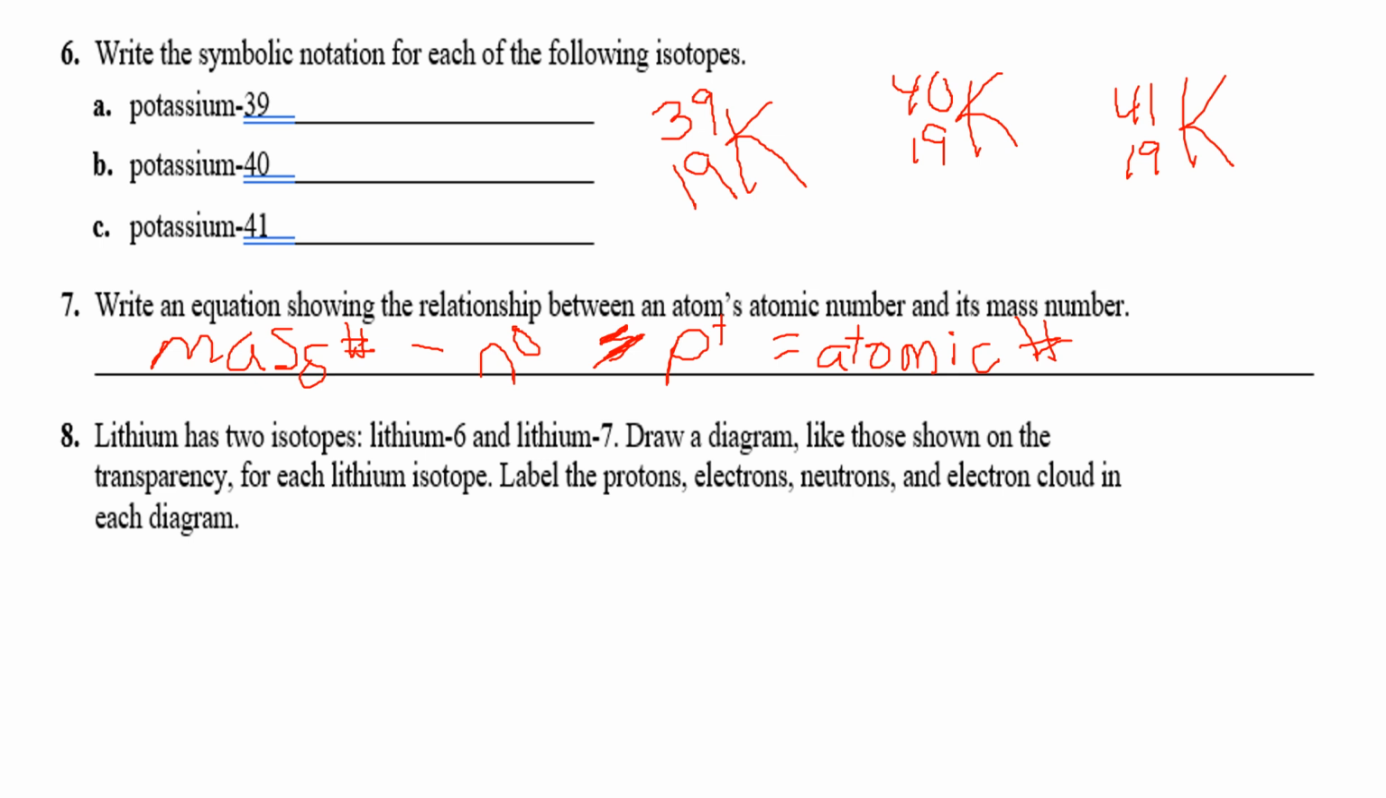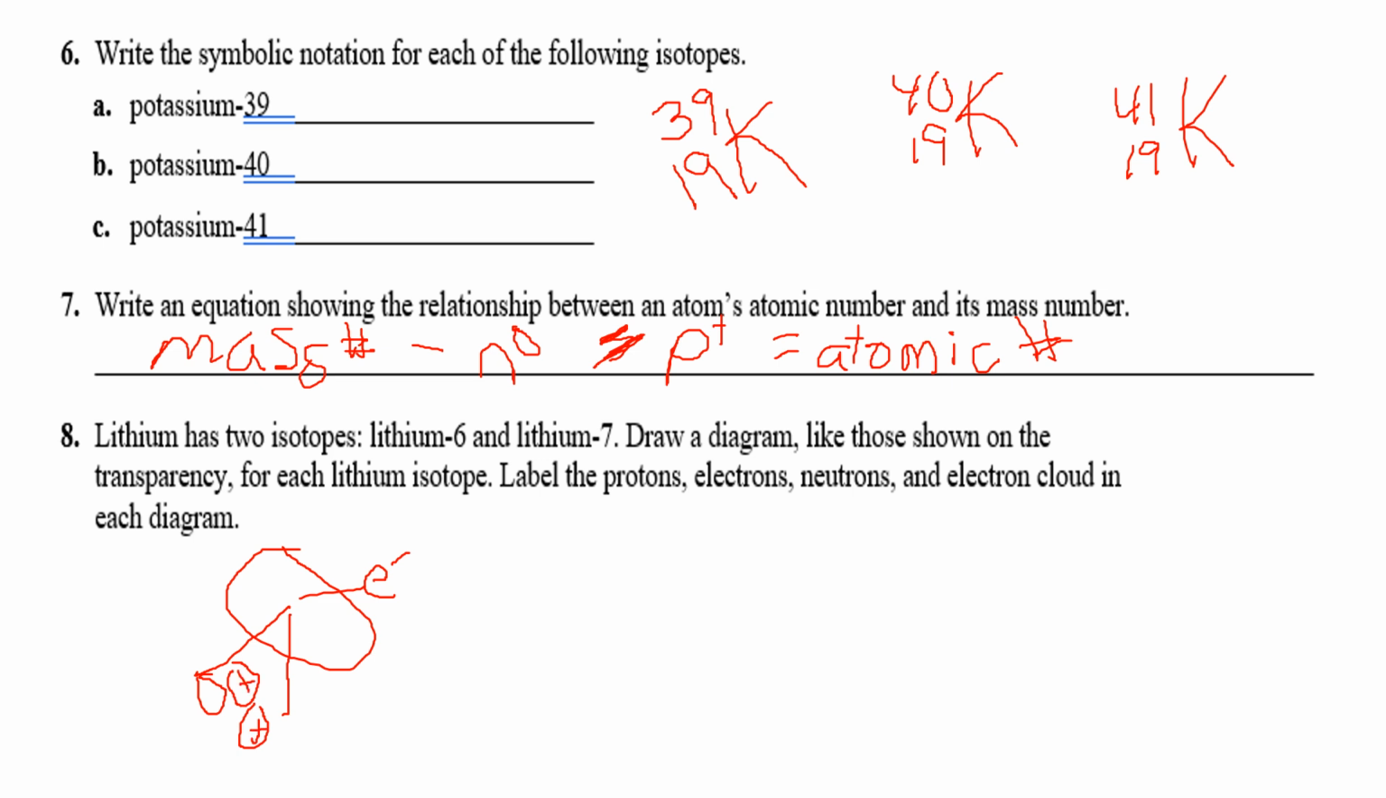For number 8, lithium has 2 isotopes, lithium-6 and lithium-7. Draw a diagram like those shown at the beginning of the transparency for the lithium isotopes. Label protons, electrons, neutrons, and the electron cloud. So we are going to draw our circle to represent it, and then I'm going to draw the little thing to zoom out. This is my electron cloud. I'm drawing it for lithium-6. If we look at the periodic table, we see that lithium has 3 protons. So those are going to be my protons.